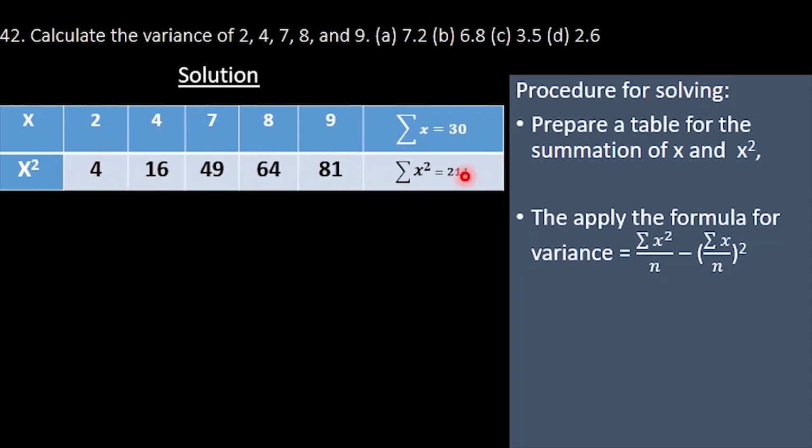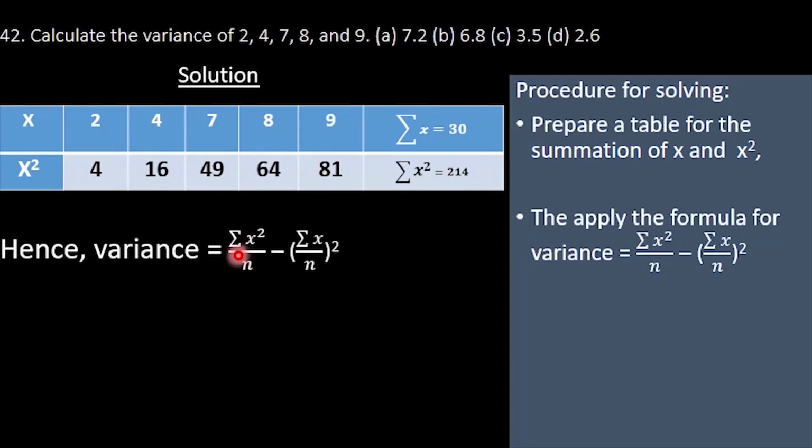Hence, variance is equal to summation x squared over n minus, open bracket, summation x over n, close the bracket, raised to power 2. Therefore, summation x squared now, which is 214 over n. N means number of scores, and our scores are 1, 2, 3, 4, 5. That is 5, minus summation x, 30. We have 30 over n, the number 5.